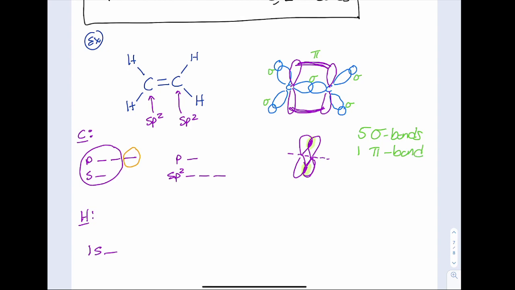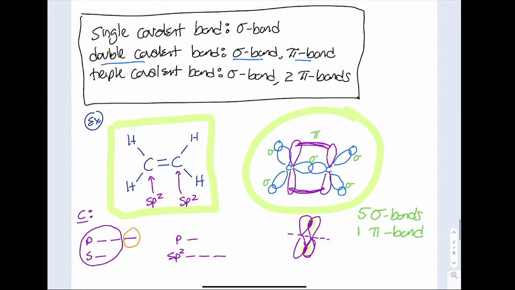So again, I won't ask you to draw this. This is our orbital bonding picture, but I do expect you to be able to look at this and tell me the number of sigma and pi bonds that it has. And again, we're really just using this to remember. So every single bond is going to be a sigma bond. A double bond is going to have 1 sigma and 1 pi bond. A triple bond is going to have 1 sigma bond and 2 pi bonds.